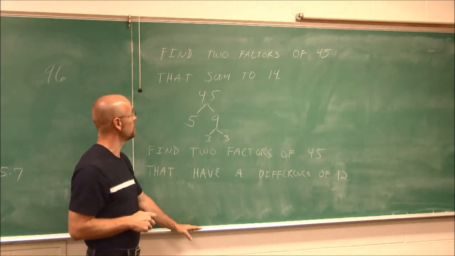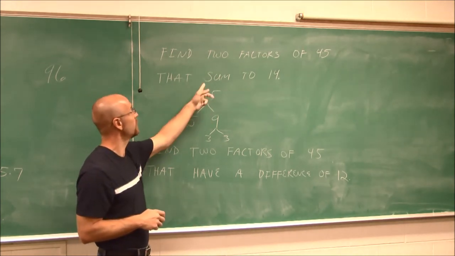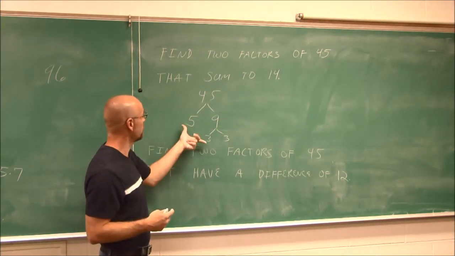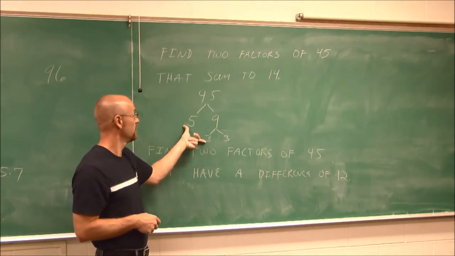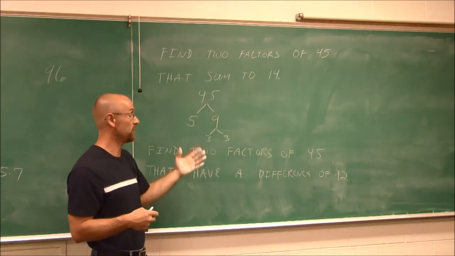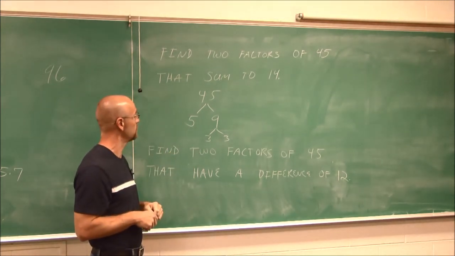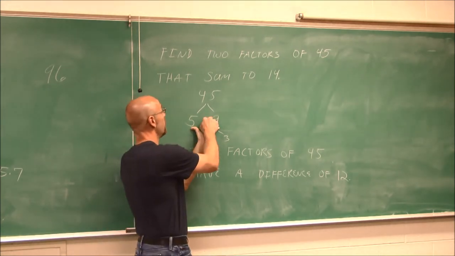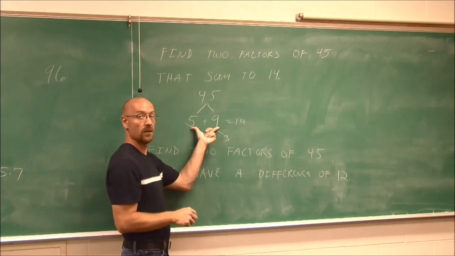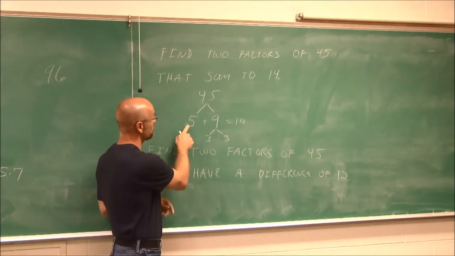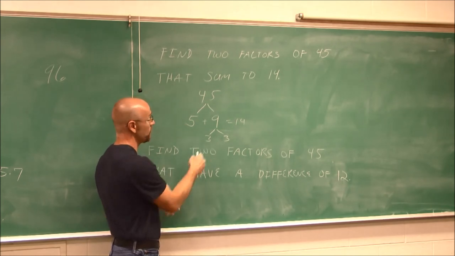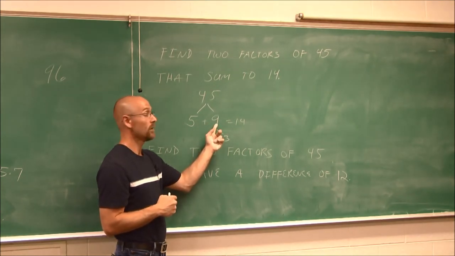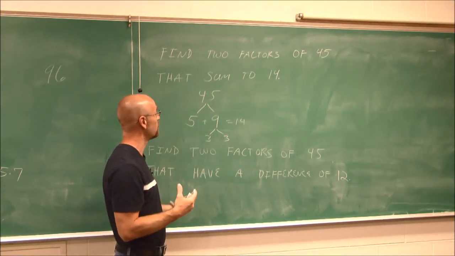Now we have to look at it and say, well, we want to find the factors that sum to 14. Well, what combination of these factors? If I were to put this back together, I'd get 15 and 3. Well, 15 is already more than 14, so that's not going to work. If I look at these two factors, 5 and 9, this would sum to 14. So which two factors am I looking for? Am I looking for 5, 3, and 3? Well, that's 3 factors, so it only has to be 2. It's either 15 and 3, or it's 5 and 9. Those are the only two factors that 45 would break down to.